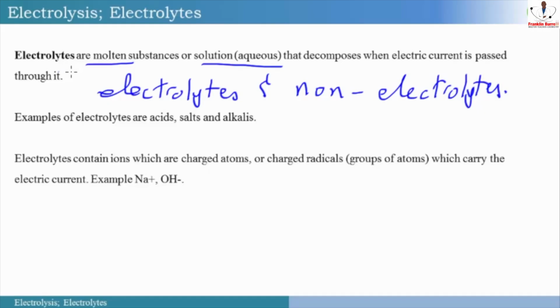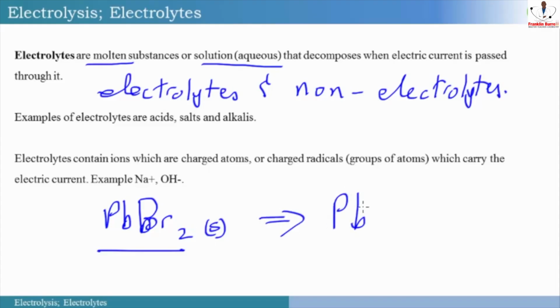You saw here where we said electrolytes are molten substances or aqueous solutions. If you are molten, let's say for example, I give you solid lead bromide. If I say it's molten, then it will form liquid lead and bromide ions. Because it is molten, no water is involved, and if no water is involved, then it is in the liquid form. These are the ions that are present in molten lead bromide. So molten simply means the liquid form of the solid. The solid has been melted.